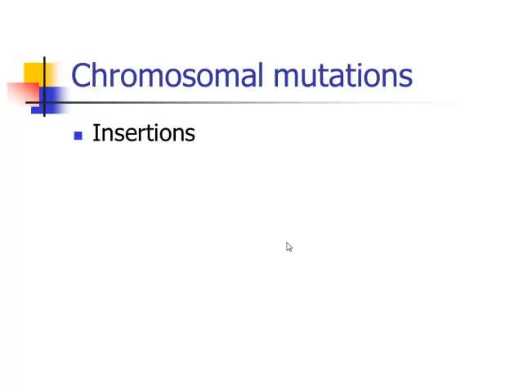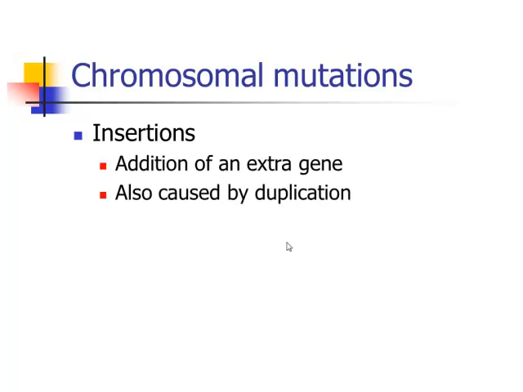Another type of chromosomal mutation is an insertion. Just like it says, we are adding a section of the DNA. This is usually because as they go to cross over, one gene doesn't leave. The second gene comes in, and now we have a duplication or multiple genes on the same chromosome. So we're adding extra genes.